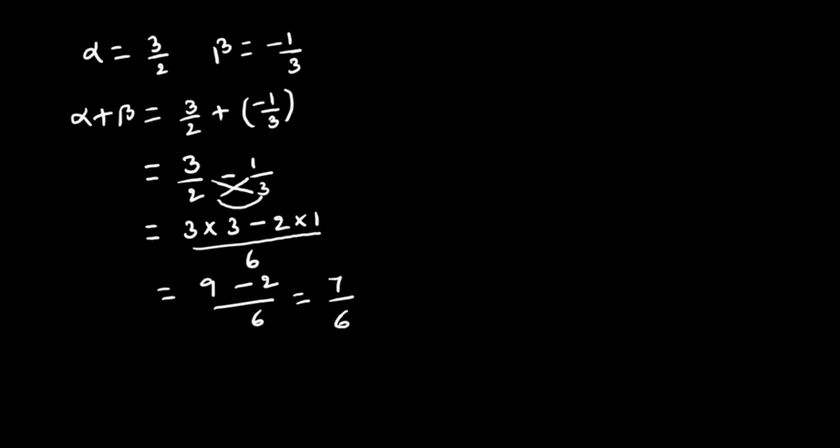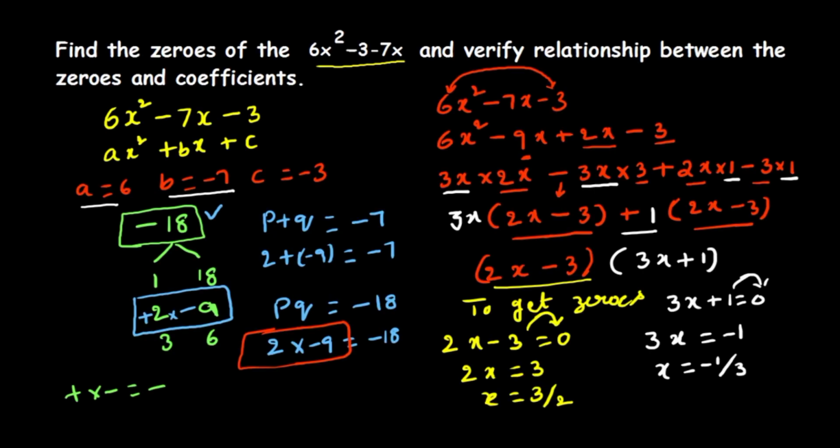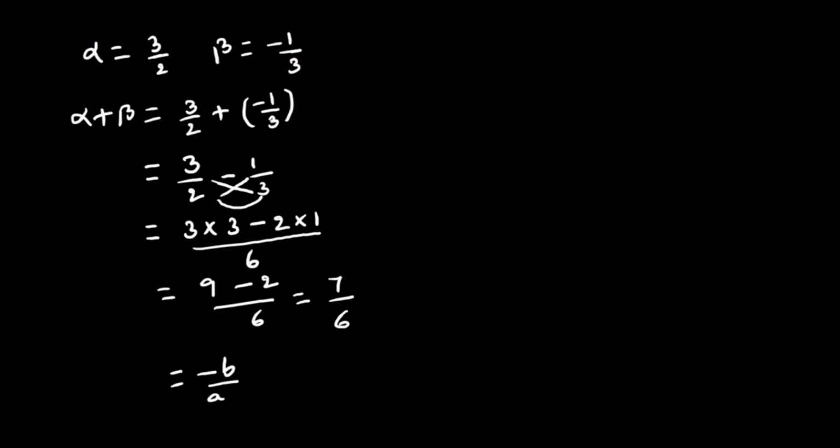So now you already know how to write alpha plus beta, in the form of minus b by a. So what is b and what is a? We check once. Yes, here b equal to minus 7 and a equal to 6. Then this 7 we write as minus of minus 7 by 6, because minus of minus gives plus 7 by 6. We have written this plus 7 by 6 like minus of minus 7 by 6, to get the minus b by a form.